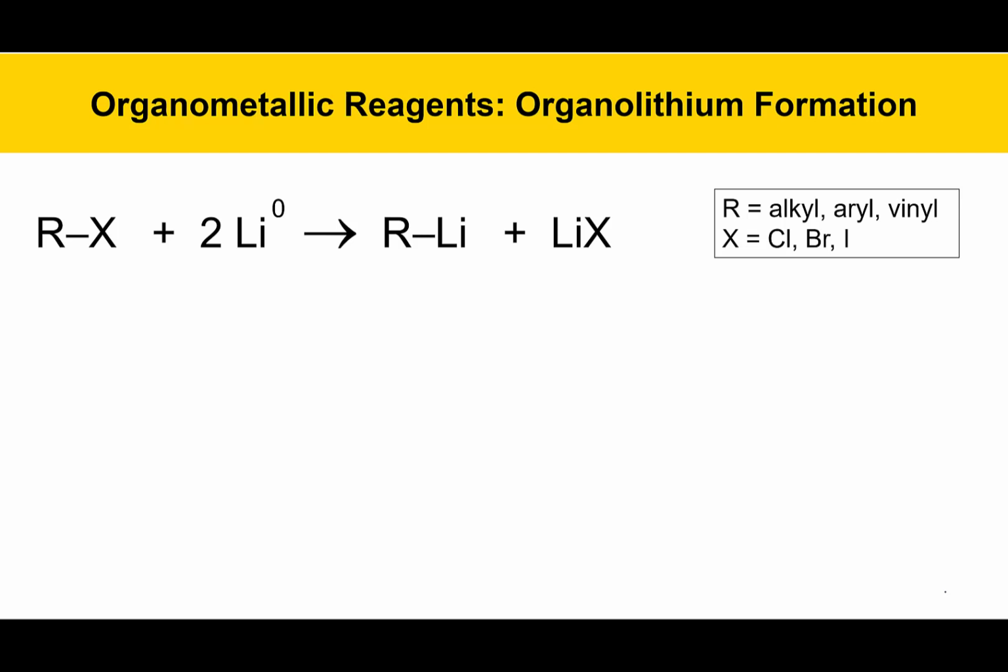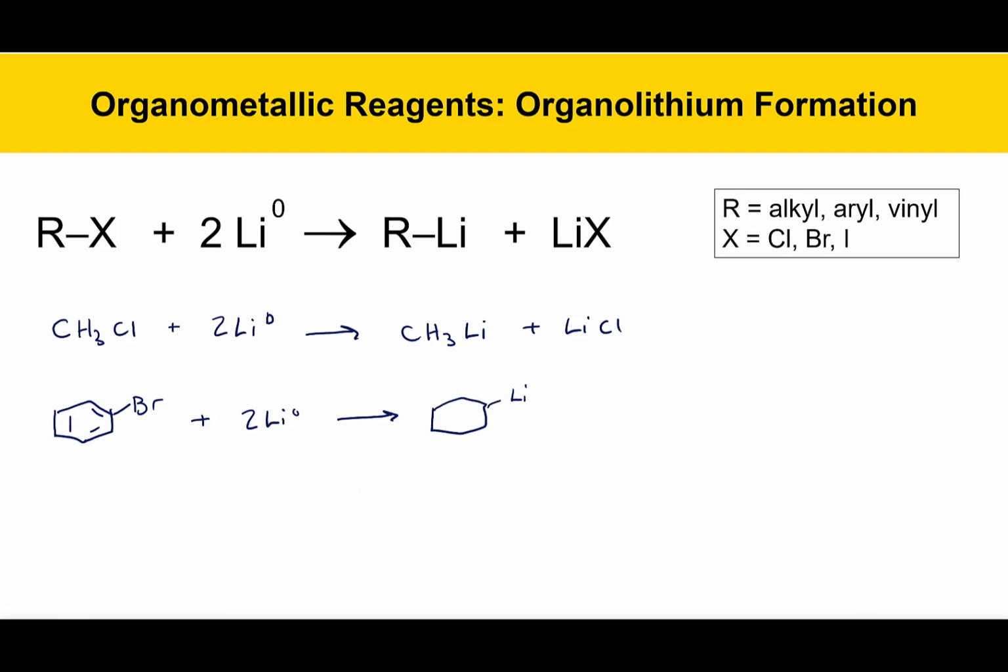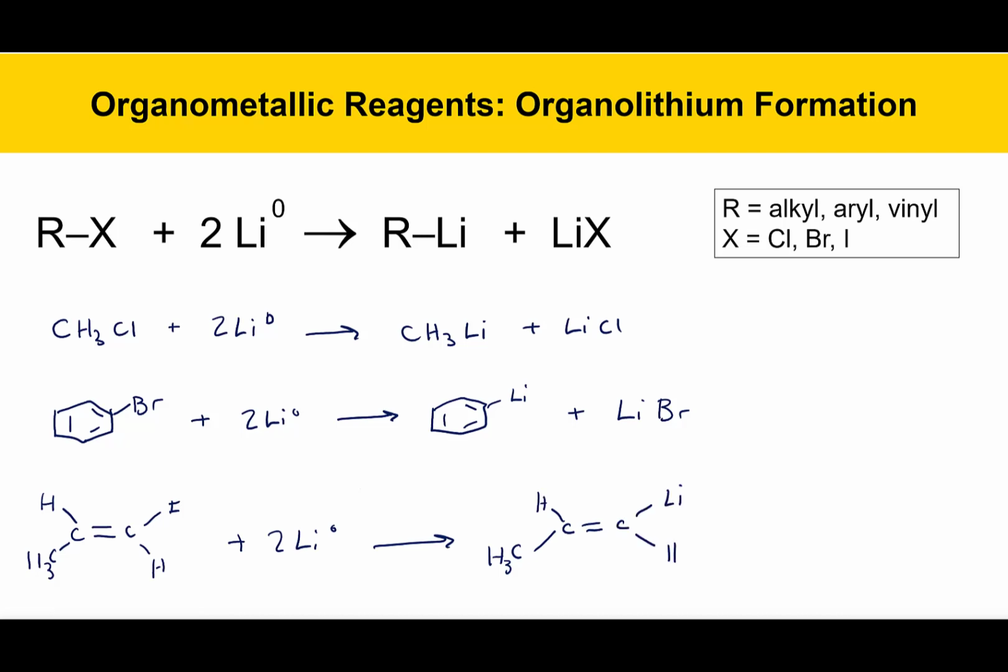However, organofluorides don't work. Here's an example with chloromethane reacting with two equivalents of lithium to form methyl lithium and lithium chloride. In this example, I'm going to take phenyl bromide reacted with two equivalents of lithium, and I will get phenyl lithium and lithium bromide. In this next example, I'm going to take a vinyl iodide, which looks like this, and have it react with two equivalents of lithium metal to give a vinyl lithium reagent, which looks like this, and an equivalent of lithium iodide salt.